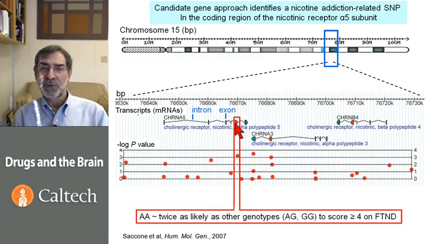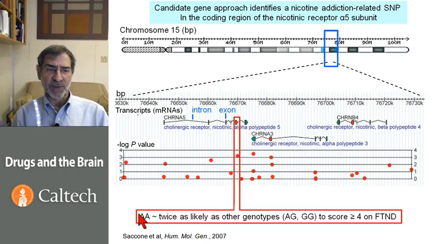So there are 2 possible base pairs at this locus, A or G. About 30 to 40% of chromosomes have the A, but a person has 2 chromosomes, and if both chromosomes have A on them, the person is twice as likely as other genotypes to score 4 or greater on the Fagerstrom test, abbreviated FTND here.